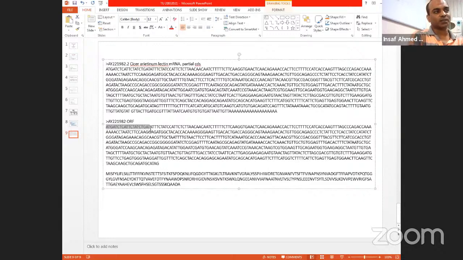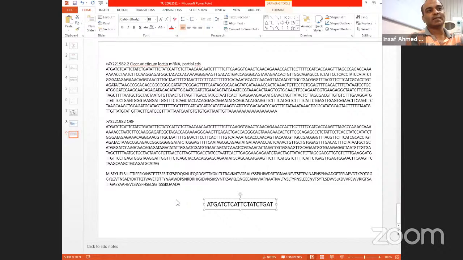Now here is a problem. If we take these 20, the problem comes with the thumb rule of primer designing. According to primer designing, you should have either G or C at the end of the primer, at the 3 prime. So now you see, you have taken 20 base pairs from this sequence to design the primer, but it is ending with T. So that is not a good choice.